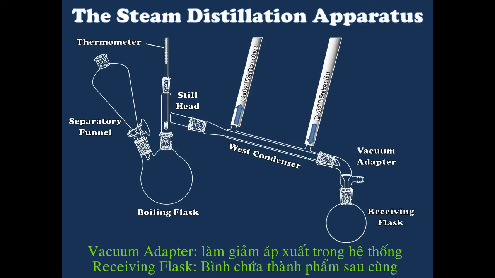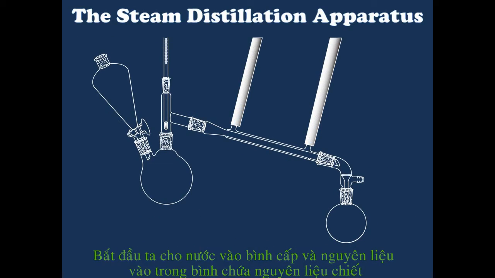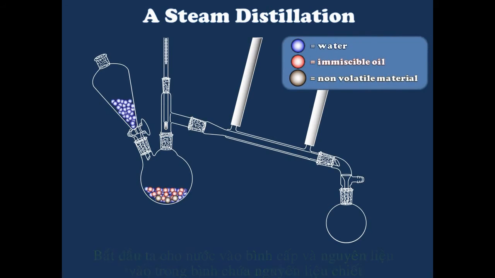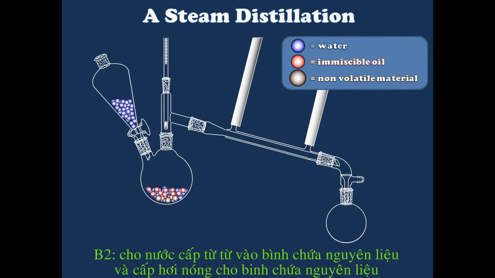Now that we've reviewed how to construct the distillation apparatus, let's take a look at how one functions. We begin the experiment by charging a boiling flask with your materials and a little bit of water. And you'll also add some additional water to the separatory funnel with the stopcock closed in order to provide a reservoir. Begin by opening the stopcock very slightly. The separatory funnel is dripping into the boiling flask.